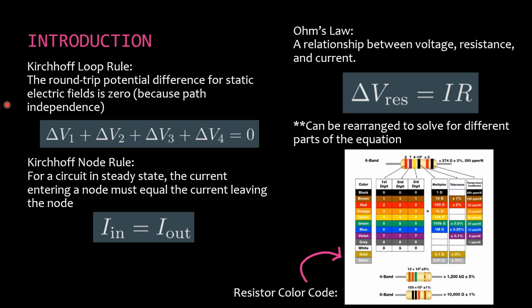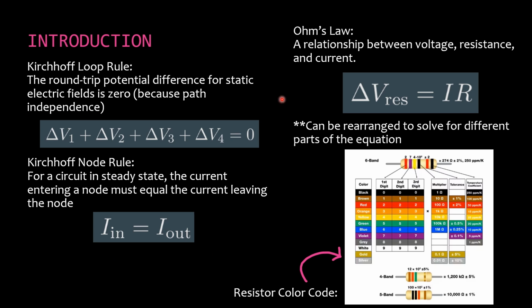Now, as a little introduction, first off, we have Kirchhoff's loop law. This is the round-trip potential difference for static electric fields is zero because of path independence. So this basically says all the voltages added up in the circuit should all equal zero. And then Kirchhoff's node rule is for a certain steady state, the current entering the node must equal the current leaving the node, which basically means the current in has to equal the current out.